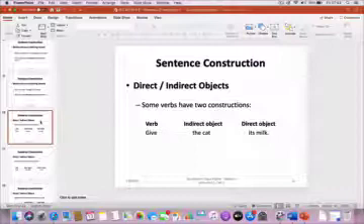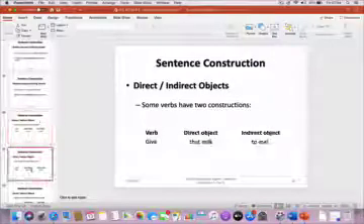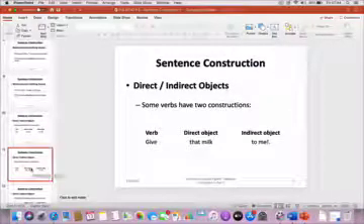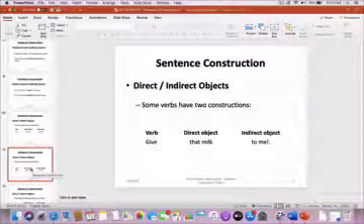Direct and indirect objects. Some verbs can have two constructions. In this case here, I have a construction, a verb plus an indirect object and a direct object. So, give the cat its milk. I could also say, in this case here, using the construction verb, direct object, indirect object, give that milk to me.